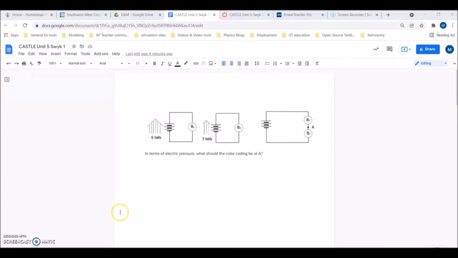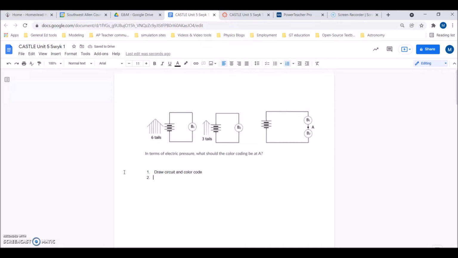The first thing that I see a lot of people doing wrong on the swyk is they're not color coding. You need to color code on the swyk. I don't know if that means you need to get out a separate sheet of paper and sketch a circuit and color code it. So that's the first thing.